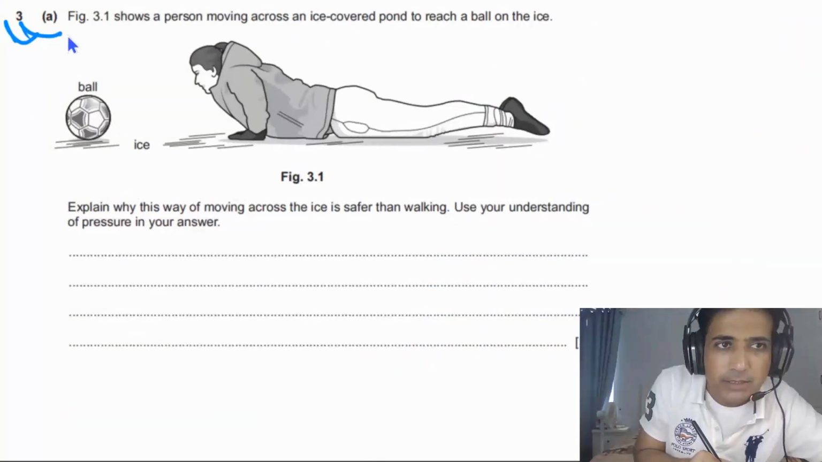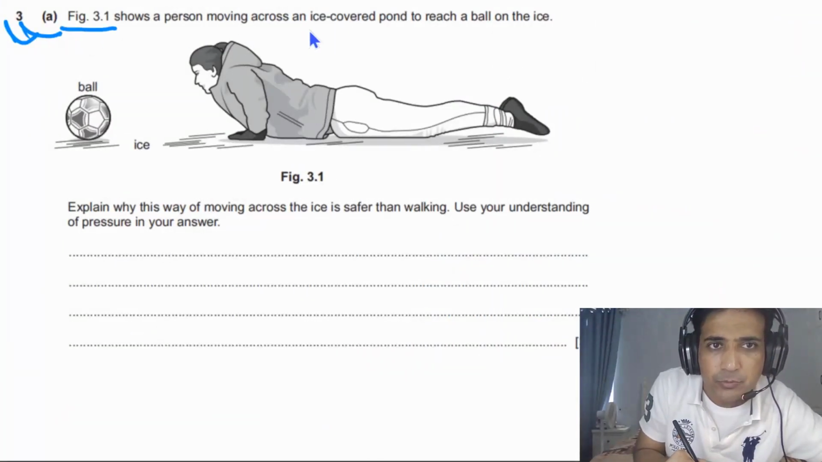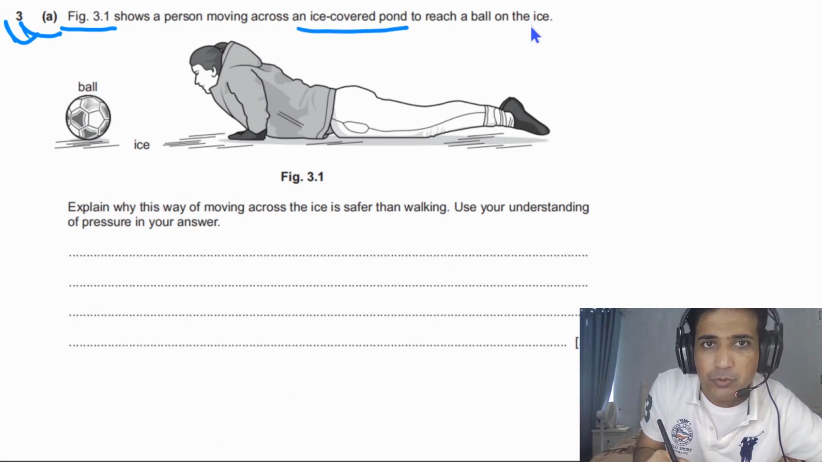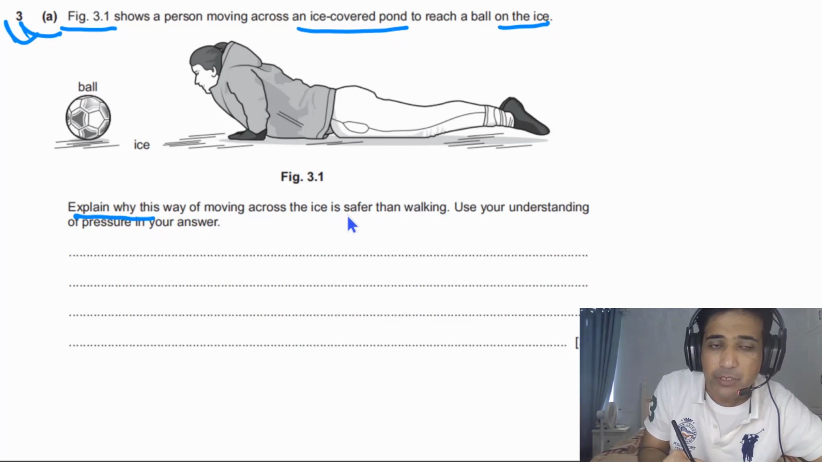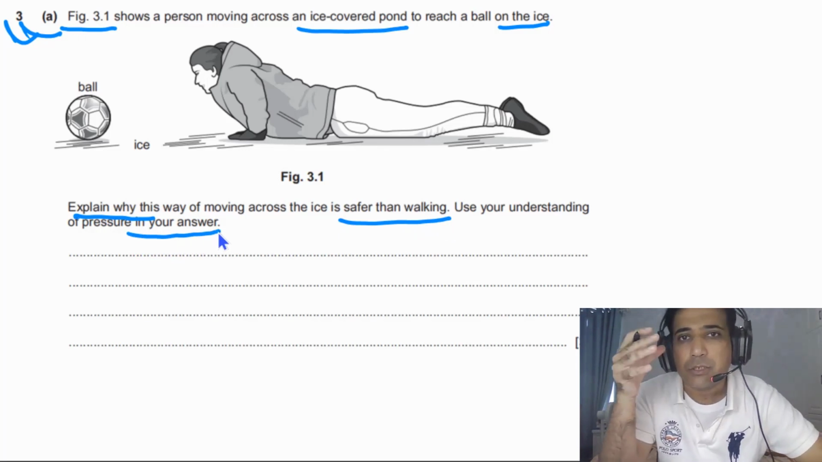Question 3 part A says: Figure 3.1 shows a person moving across an ice covered pond to reach a ball on the ice. Explain why this way of moving across the ice is safer than walking. Use your understanding of pressure in your answer. This question is pretty straightforward.